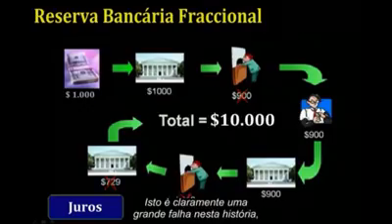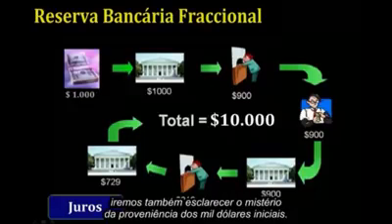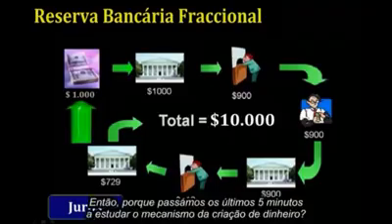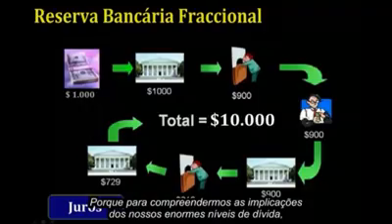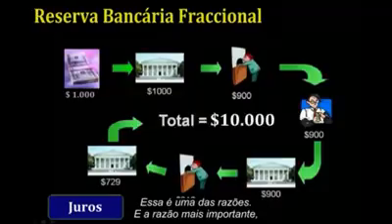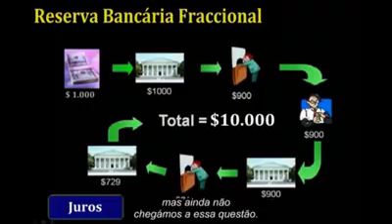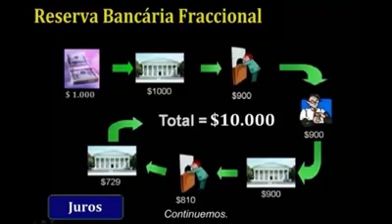Clearly, that's a big hole in the story, and so we'll need to find out where that comes from. In doing so, we'll also clear up the mystery of where the original $1,000 came from. So, why did we spend the past 5 minutes studying the mechanism of money creation? Because in order to appreciate the implications of our massive levels of debt, you need to understand how that debt came into being. That's one reason. And the more important reason is tied to all those exponential graphs we viewed earlier in Section 3, but we're not quite there yet. Let's continue.